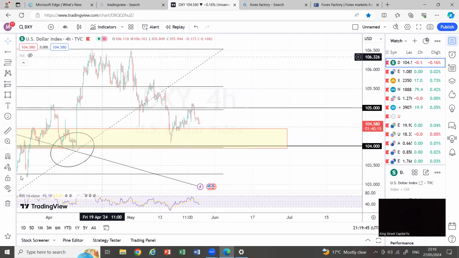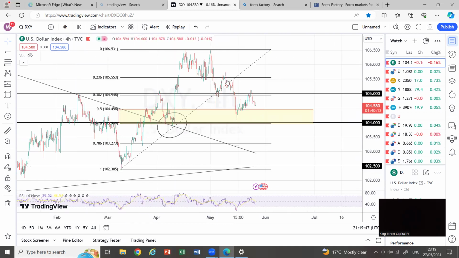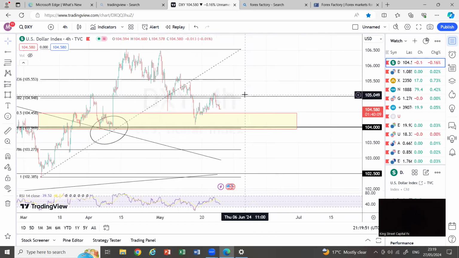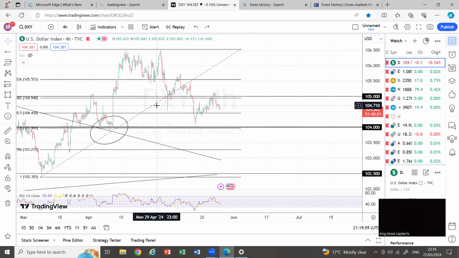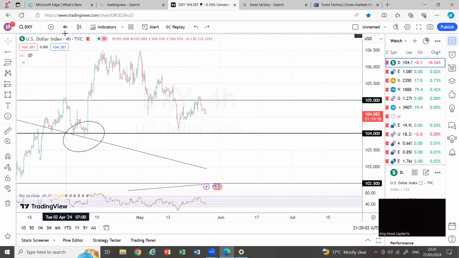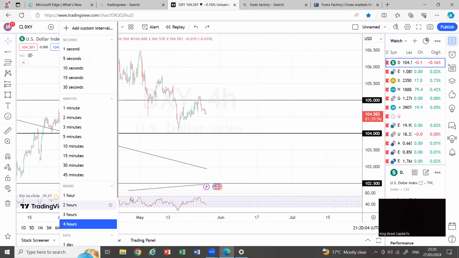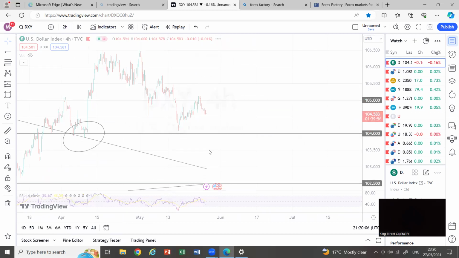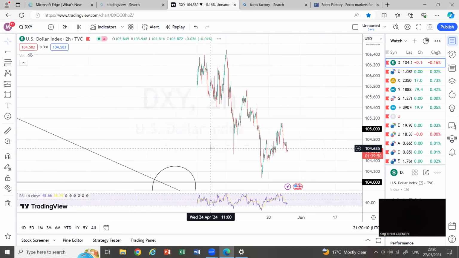So if we do follow that flag pattern, which is push, flag, another push to the upside, we would see dollar index creating a new price barrier on this end. Let's just remove this fib. Let's head to the 2 hour on this one. Get a closer look.